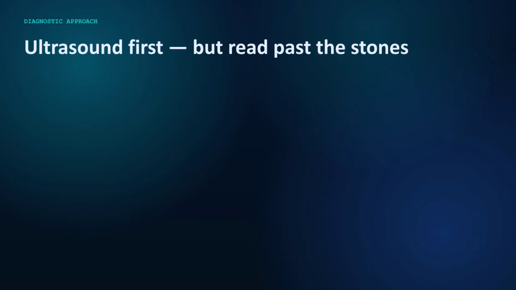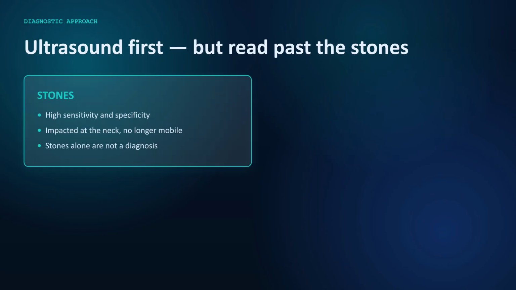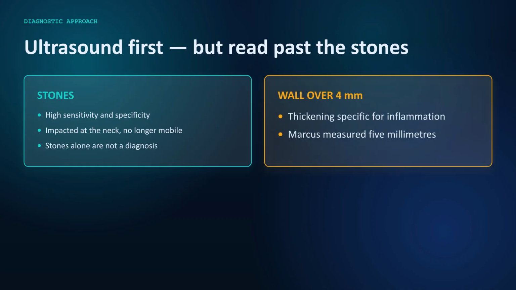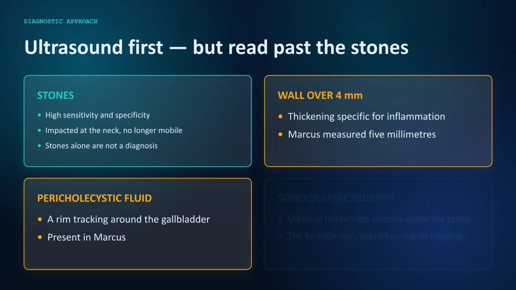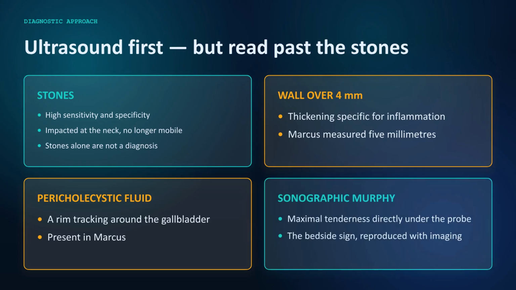Ultrasound is the first test. Always. It is highly sensitive and specific for stones, but here is the key point. Seeing stones is not the same as diagnosing cholecystitis. Many people carry silent stones, so look for the findings specific for inflammation. First, wall thickening greater than 4 millimeters. Second, pericholecystic fluid. Third, a sonographic Murphy sign. And fourth, the stone itself, impacted at the neck and no longer mobile.